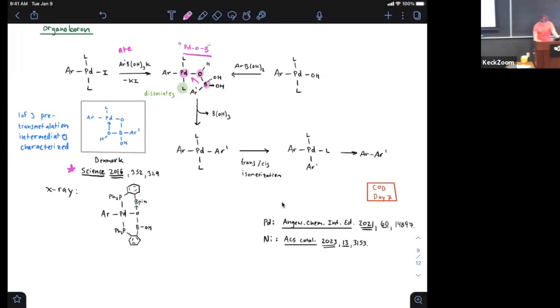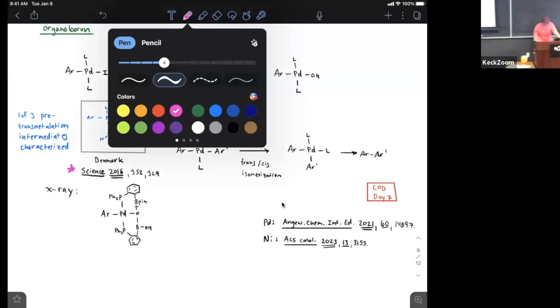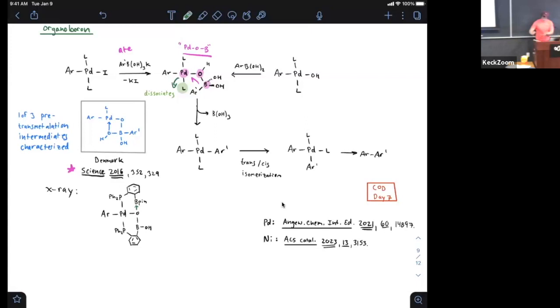Alternatively, they can start from the palladium hydroxide species, which you can imagine forming from the oxidative addition complex and then doing a halide abstraction, and then react that with the boronic acid now in its non-8 form, its apparent form. In either case, they can get to this key PDOB intermediate. And through mechanistic studies, they find that prior to transfer of this aryl prime group, there's a dissociation step that takes place of this ligand to open a coordination site that you need for that carbon-boron bond to wrap around and transfer.